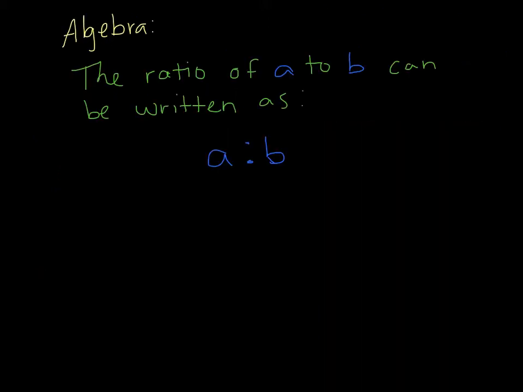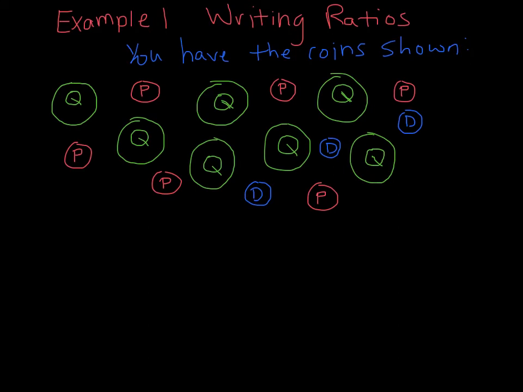So if we're writing this out as algebra, it says the ratio of A to B can be written as A, and then when we have our 2 dots like this, it means the word "to", so it means A to B. And you'll be seeing that a lot when we're doing ratios. So for example 1, when we're writing ratios, the book shows on page 192 the coins that are shown. So A says write the ratio of pennies to quarters, and this is what it would look like.